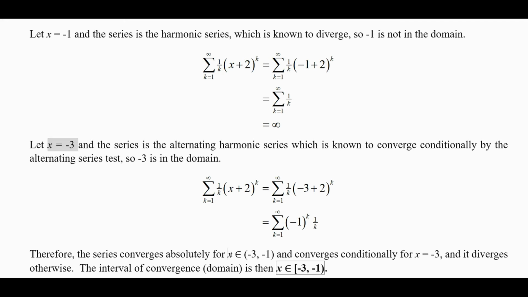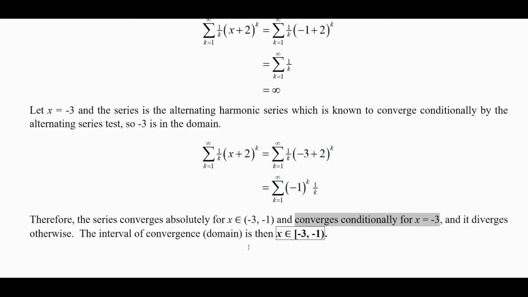So it converges absolutely for x's strictly between there. It converges conditionally for x equals negative 3 and diverges otherwise. The domain, or the interval of convergence, is x in this interval, closed on the left, negative 3 comma negative 1, open on the right. In other words, negative 3 is less than or equal to x, which is less than negative 1.